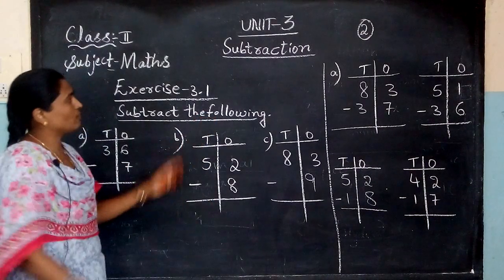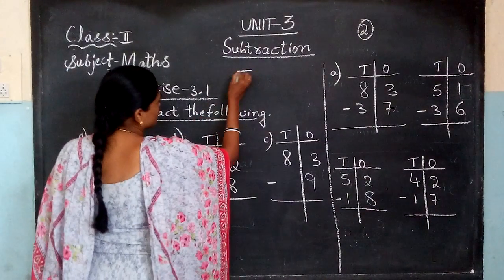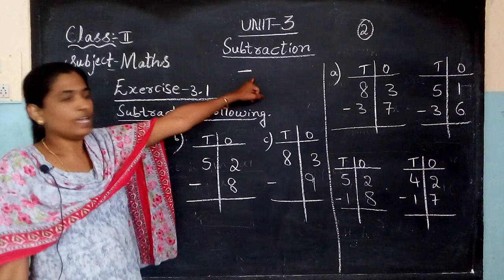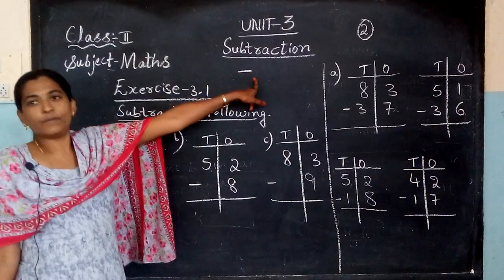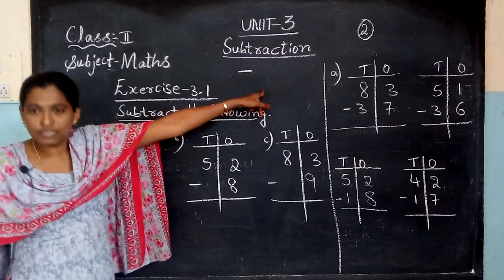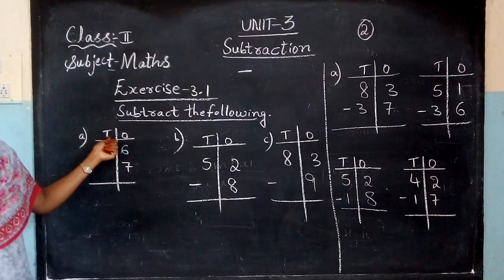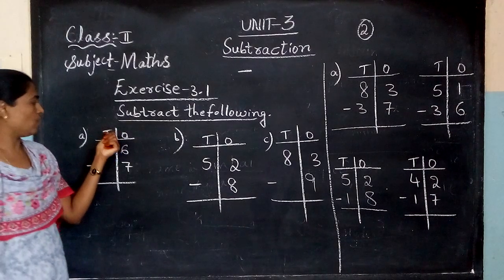What is the symbol of subtraction? Yes, this is the symbol of subtraction, that means minus. Yes, this is the symbol of minus. Now subtract the following. Here also we are taking one sentence column.